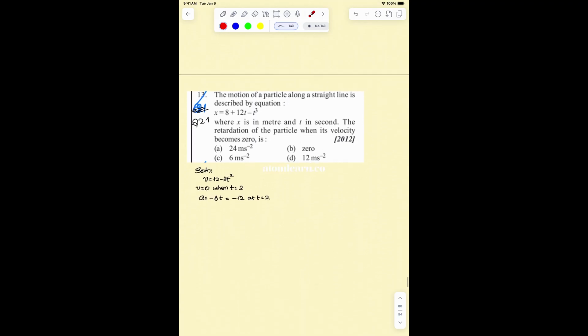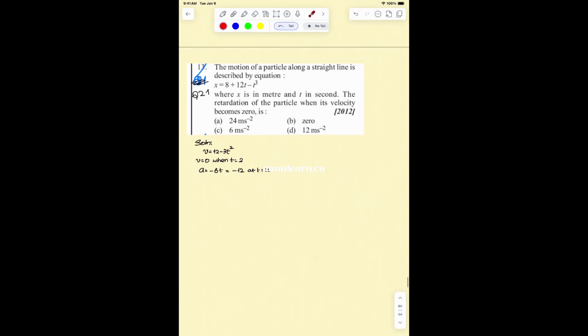Now we come to the next problem. Motion of a particle along a straight line is described by the equation x is equal to, okay, therefore now the independent variable is time, so it is a straightforward type A kind of problem, where x is in meters and t is in seconds. What is the retardation of the particle?